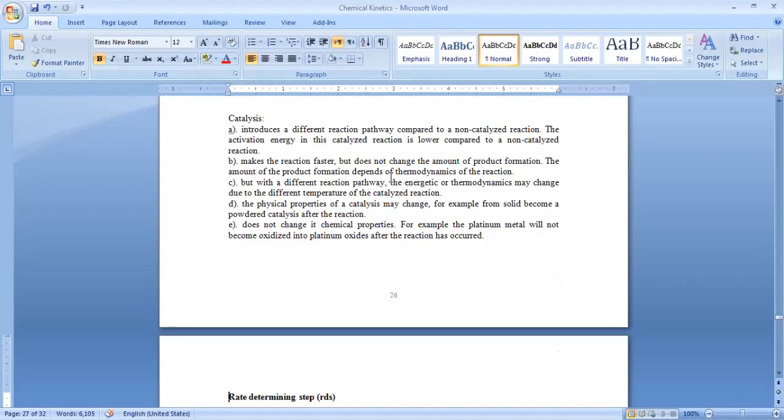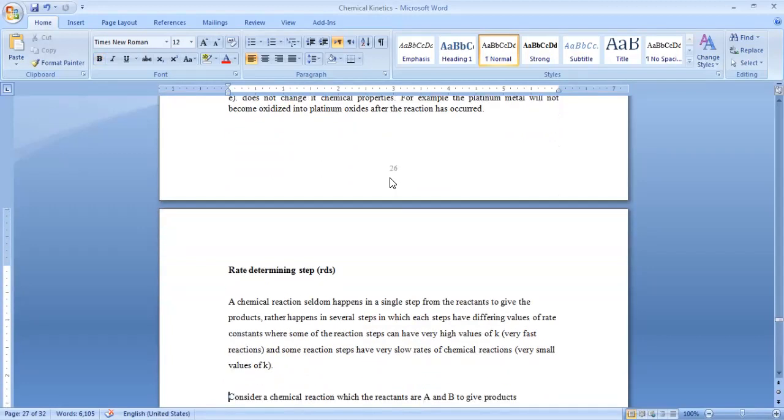Meaning the chemical property or the chemical state of the catalyst in the catalyzed reaction does not change. The physical property may change. For example, before the reaction you put a solid sample, after the reaction it becomes a powder. The physical property may change, but the chemical properties do not change. So that is a catalyzed reaction compared to a non-catalyzed reaction.